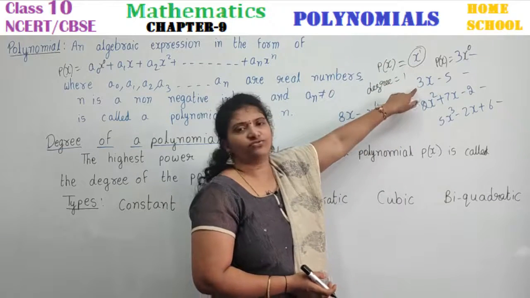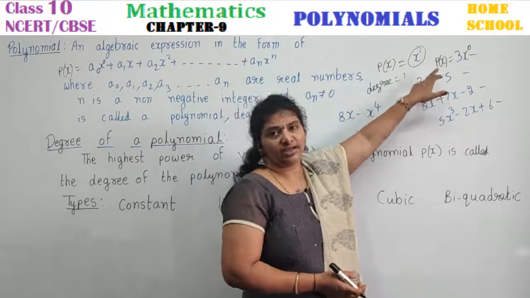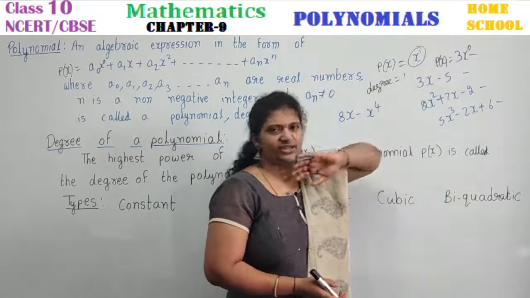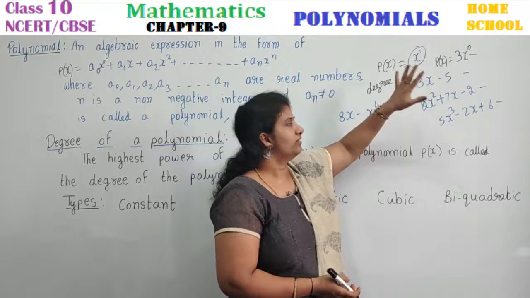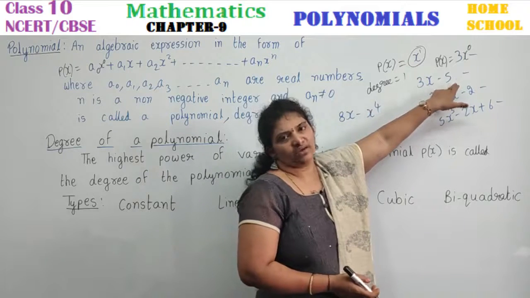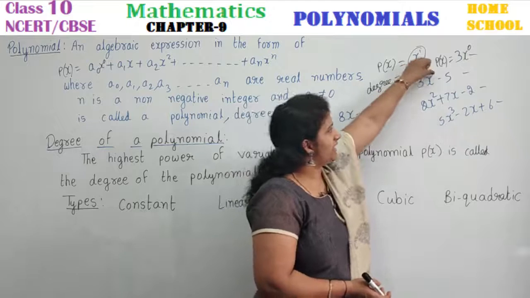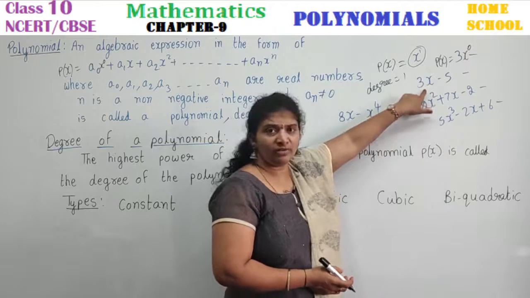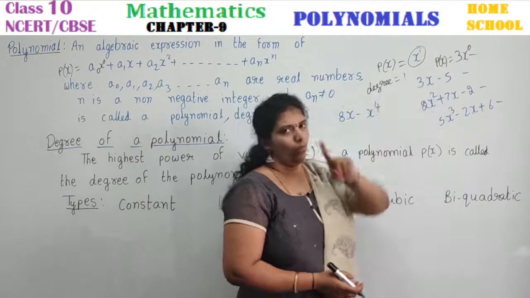See the next one, 3x minus 5. You have a constant and a variable. Minus 5, this is a constant, it doesn't change. But this x value may change. 3x minus 5. What is the power for the variable you can see? There is no power, means 1. This is which type of polynomial? Linear polynomial, and it has degree 1.